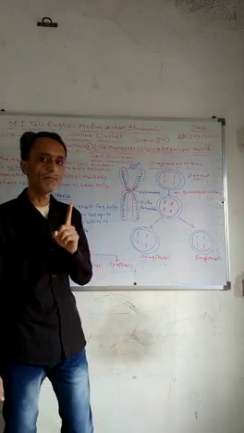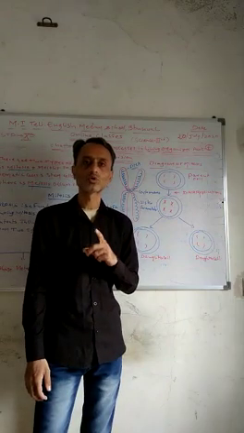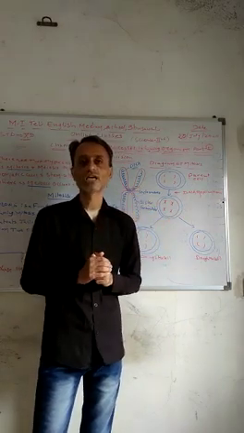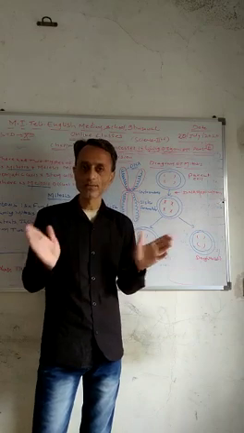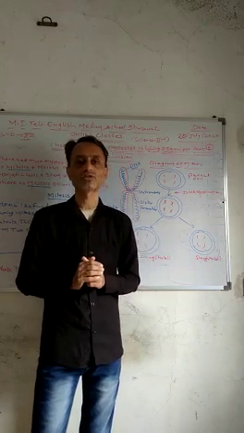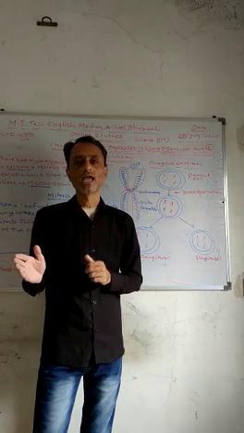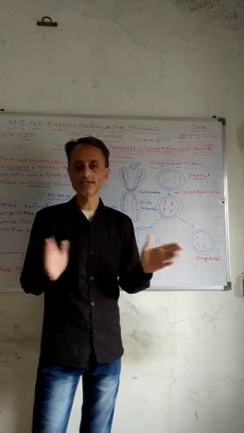Remember always, during mitosis, a single cell gives two separate daughter cells as compared to the meiosis in which a single cell gives rise to four daughter cells. This is the basic difference between mitosis and meiosis. In mitosis, one cell forms two cells, and in meiosis, one cell forms four cells. This is the basic difference.